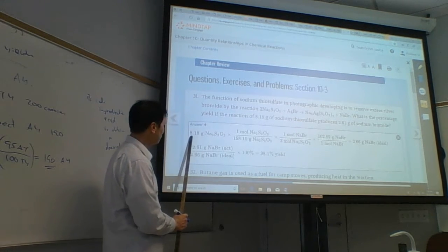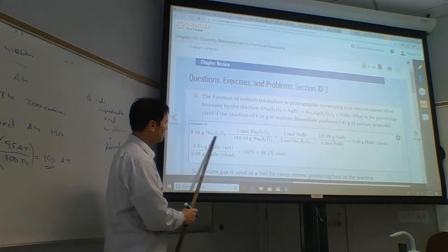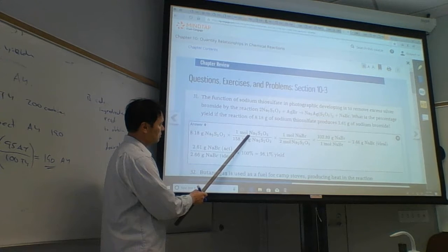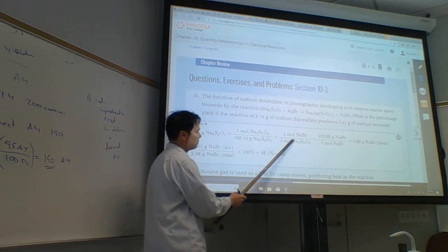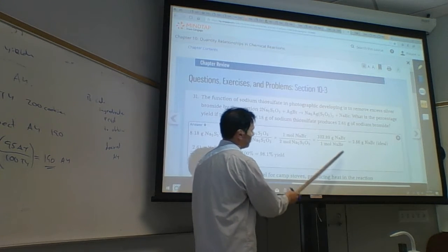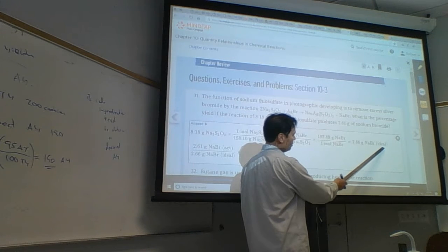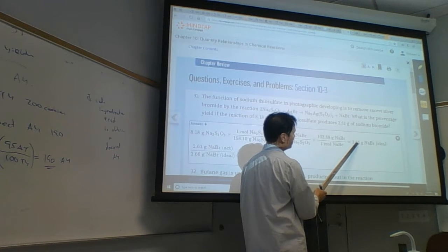So we start off with the limiting reagent, 8.18 grams of sodium thiosulfate. Go from grams of sodium thiosulfate to moles of sodium thiosulfate, moles of sodium thiosulfate to moles of sodium bromide, and moles of sodium bromide to grams of sodium bromide. In theory, if everything were ideal and you didn't lose any, we should have gotten 2.66 grams.